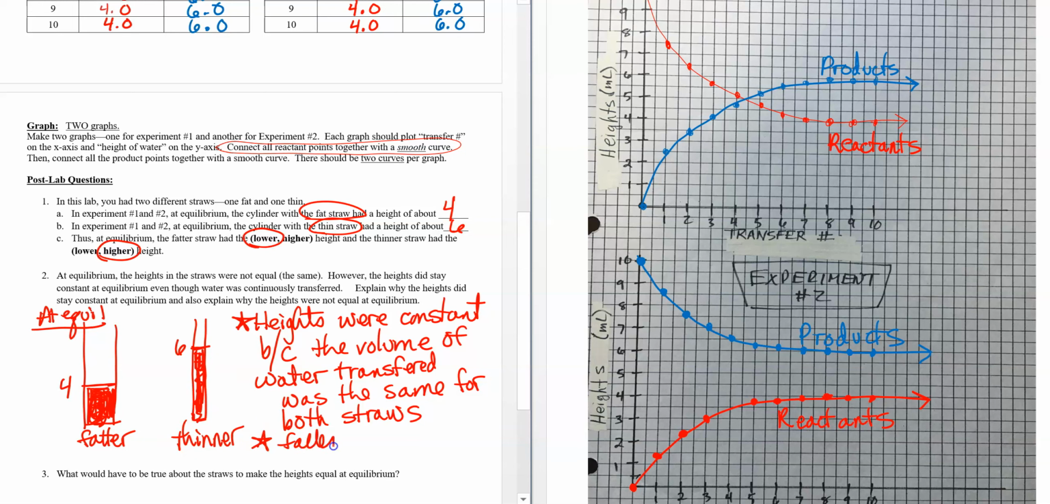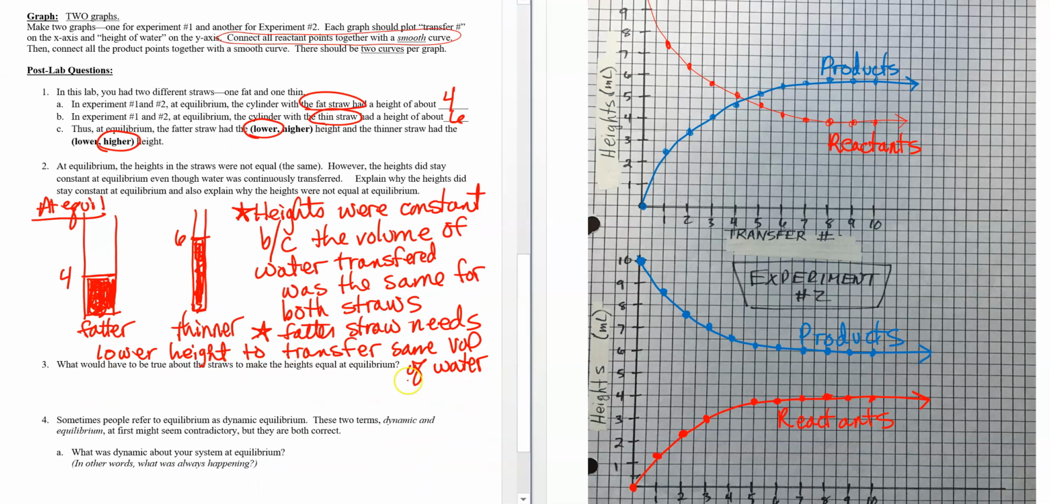Fatter straw needs lower height to transfer same volume of water for thinner straw, higher height.